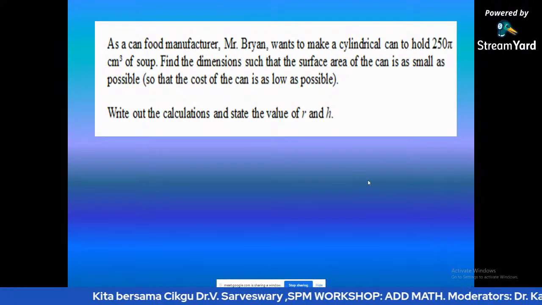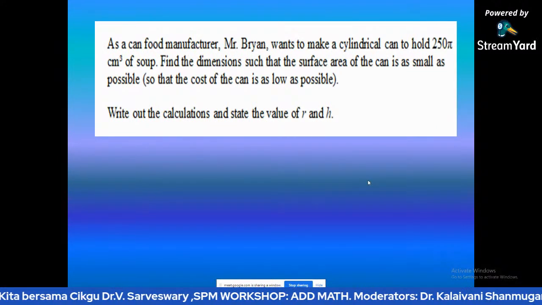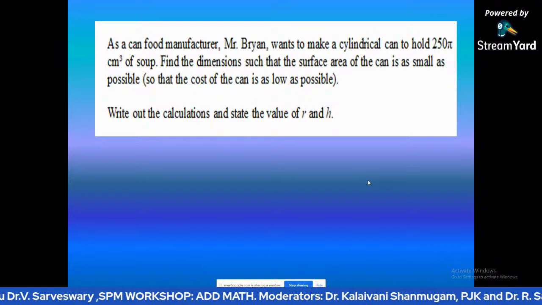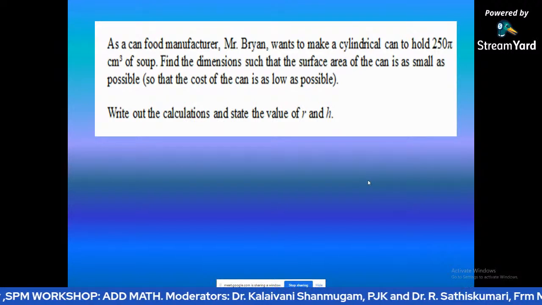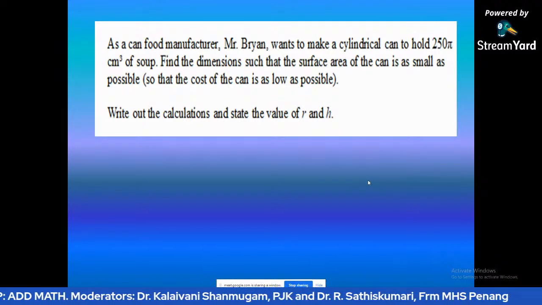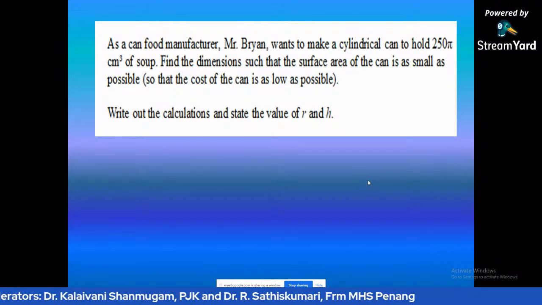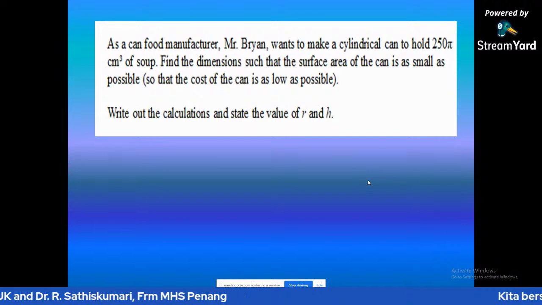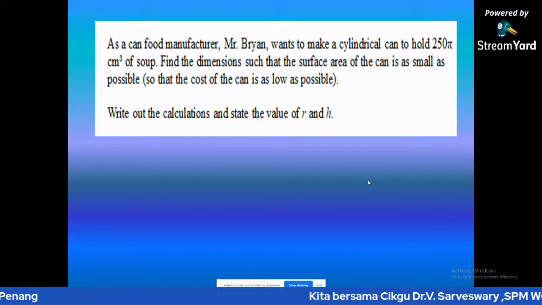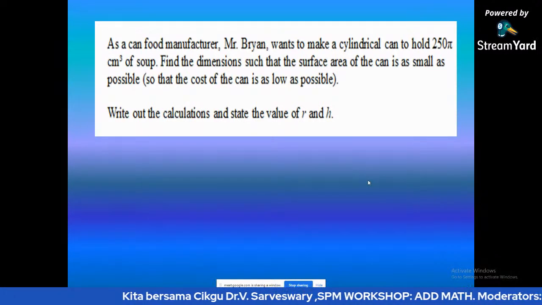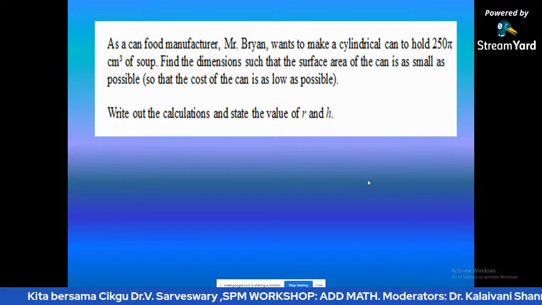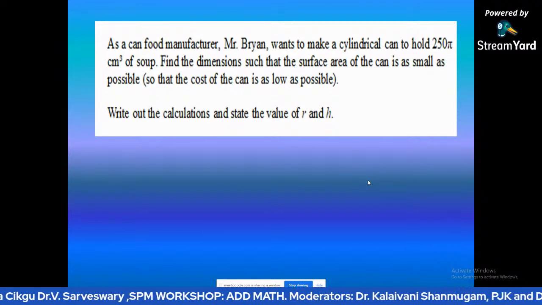So this question, I already discussed, but teacher needs to explain again. Given the volume of a cylinder 250 pi, you need to find the dimensions such that the surface area of the can is as small as possible. Another keyword for minimum point, maximum point: the surface area is as small as possible. The keyword is as small as possible, which means minimum point, so that means the minimum value.